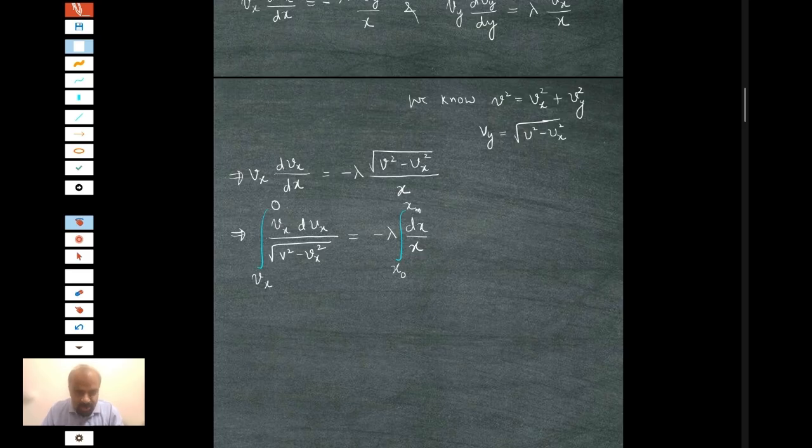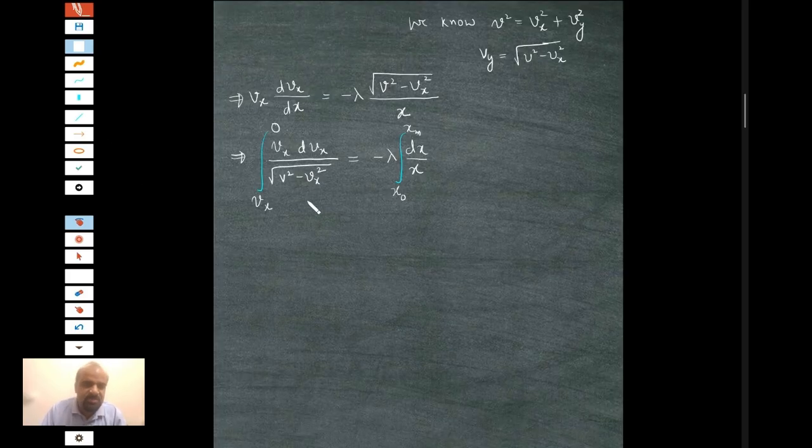All right, so how to do this integration is pretty simple. The integration of dx by x is ln x, we all know that. How to do the other integration? Well, this is also simple. For a JEE student, these are like child's play. So what I'll do is assume this thing as some other variable. Let V square minus Vx square be some other variable called z. Better, I'm going to assume it to be z square.